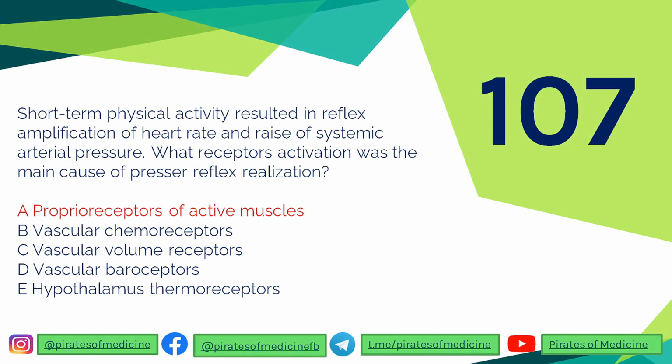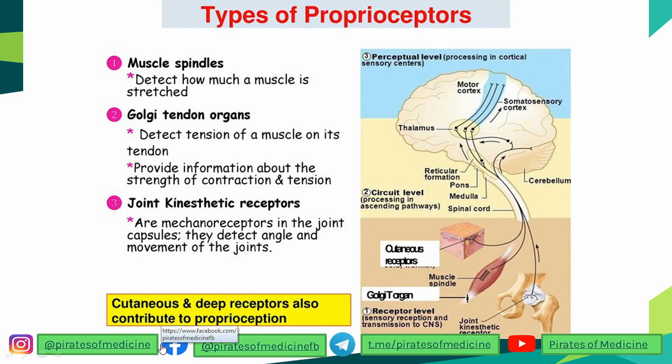107 is that the short-term physical activity resulted in reflex amplification of heart rate and raise of systemic arterial pressure. Hot receptor activation was the main cause of the pressure reflex realization. So notice that the heart rate and the arterial pressure increased after physical exercise. So in physical exercise, what part of your body do you use? Muscles, yes. So we have these receptors, proprioceptors present in your muscles. You have the muscle spindle present in the muscle itself, and it detects how much a muscle is stretched.